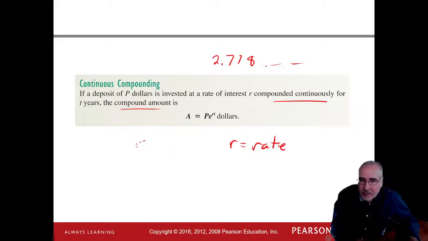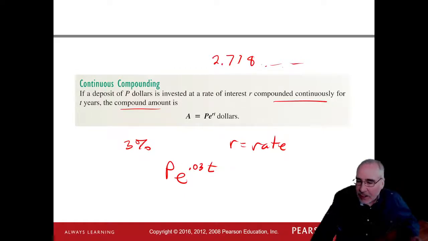So if it's a 3% return, it's going to be P e to the 0.03 times T. Okay, so whatever that interest rate is, it goes right here. If it's negative, then it's a decreasing rate, which isn't a good thing with money, but if we were losing 3%, that could happen. It has happened.